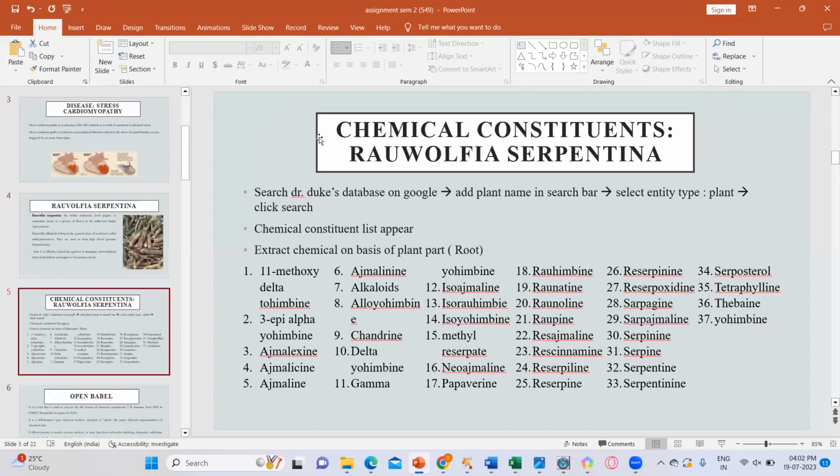So we'll start with the first step, that is the chemical constituents of Rauwolfia serpentina. So we have to search on the Dr. Duke's database on Google and add the plant name in the search bar, selecting the entity type as plant, and search it. So these are the chemical constituents that I've got from my plant, with the part selected being the root.